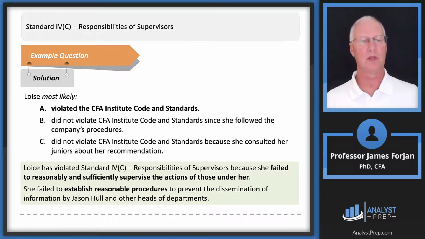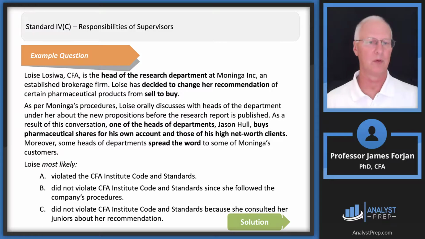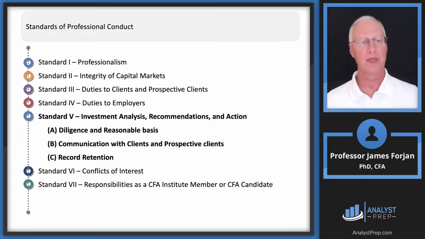The solution is that she most likely violated the CFA Institute Code and Standards, probably because she failed to reasonably and sufficiently supervise the actions of those under her. And those procedures were probably not reasonable, especially because, let me go back here, was that dude's name Jason Hole? Of course, he did this on his own, and he did it for some of his high net worth clients. So that probably was a violation of some procedure. So that takes us through Standard 4, duties to employers.